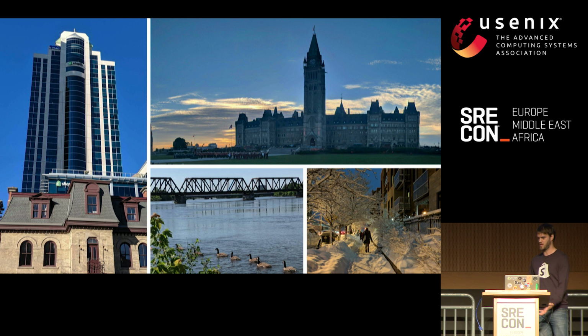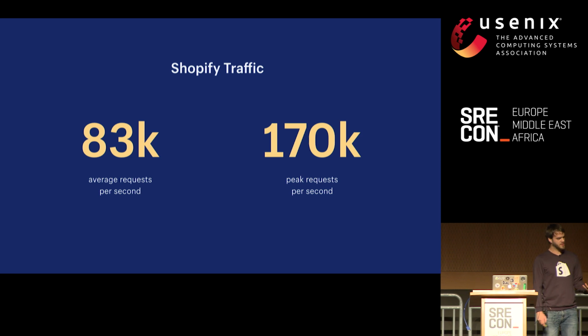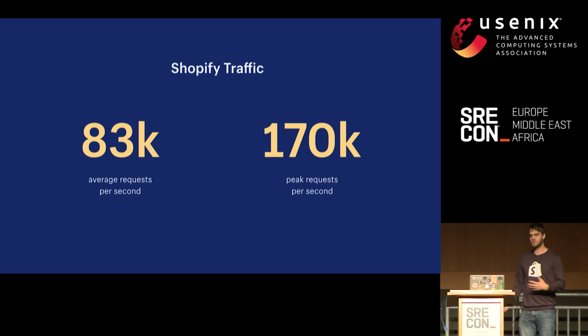And with growth comes challenge, and one of those challenges is traffic. To quantify that, we deal with approximately 83,000 requests on average per second. But it can peak at a little over double of that, 170,000. So there's lots of traffic. Lots of traffic means those once-in-a-blue-moon issues become a little more common. And one of those issues is connecting with an upstream.